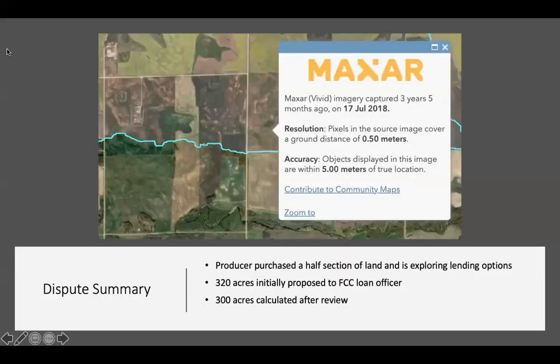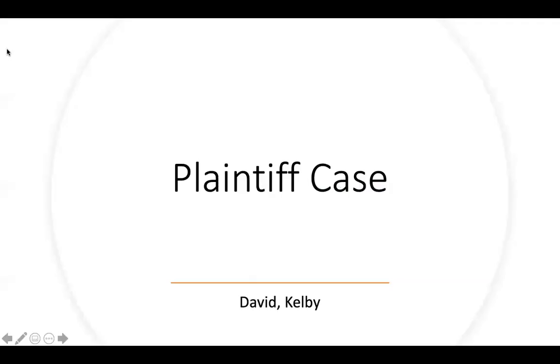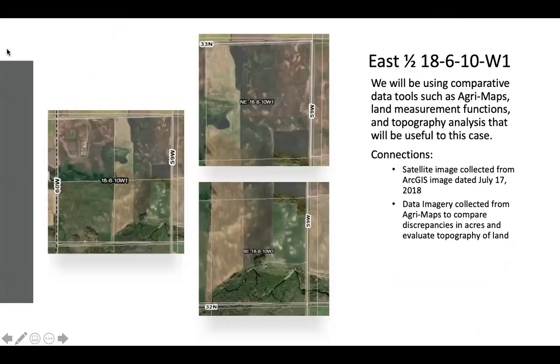A producer purchased a half section of land and is exploring lending options. The producer initially proposed the land size to be 320 acres to an FCC loan officer. Upon review, 300 acres was determined to be the land size. The disputed land is the east half of 18, 610, west of 1.